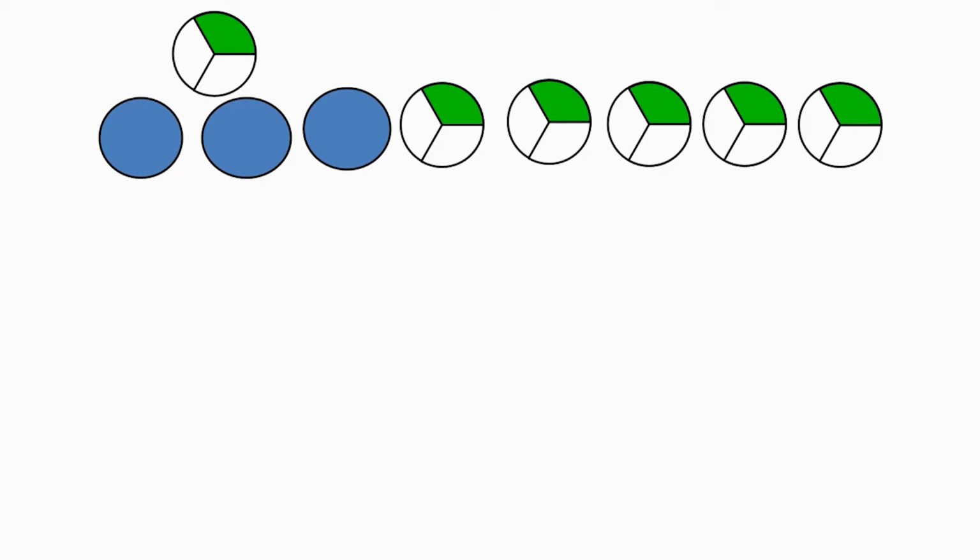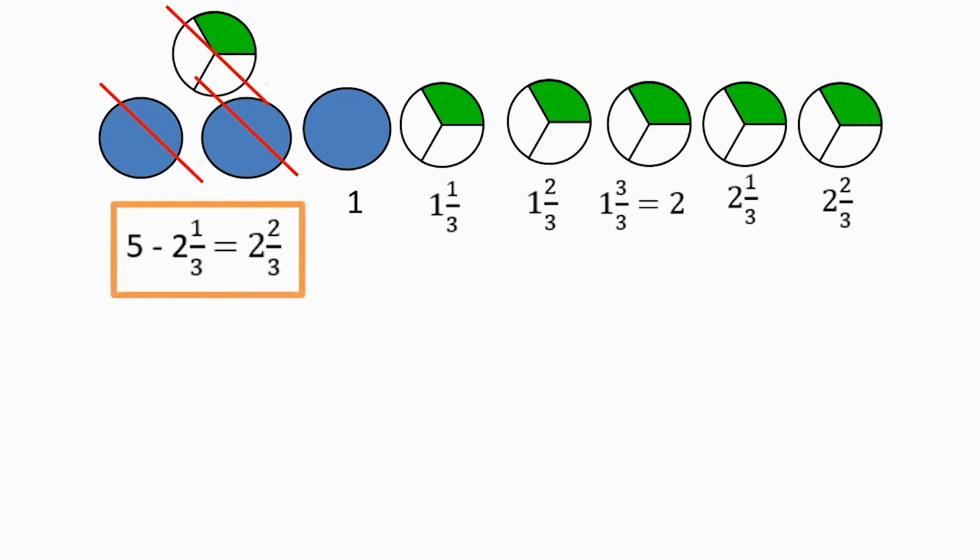Of what we started with, 3 whole circles and 6/3. Then you might have thought about taking away the circles that we could still see. We can then count how much is left. 1, 1 and 1/3, 1 and 2/3, 1 and 3/3, which is the same as 2, 2 and 1/3, 2 and 2/3. So 2 and 2/3 might be what's under the splat. How could we write a number sentence for this strategy? Well, we started with 5 and took away the parts we could see, 2 and 1/3. So the equation could be 5 minus 2 and 1/3 equals 2 and 2/3.